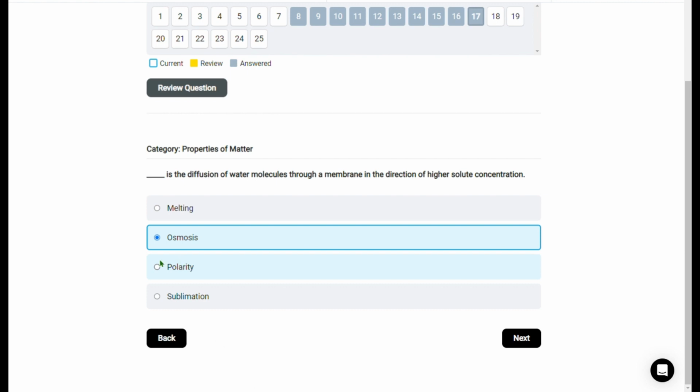Polarity is simply when a molecule has two distinct parts, usually in terms of electronegativity or the willingness to bond or pair with electrons. Sublimation is the process of a solid forming directly into a gas, which again wouldn't be the diffusion of water. Osmosis really comes down to biological knowledge, so this one you really just want to nail in what osmosis means, and it is the diffusion of water.